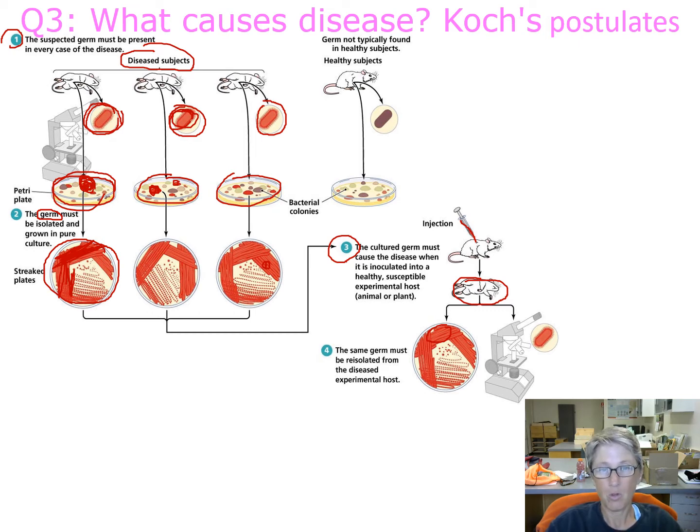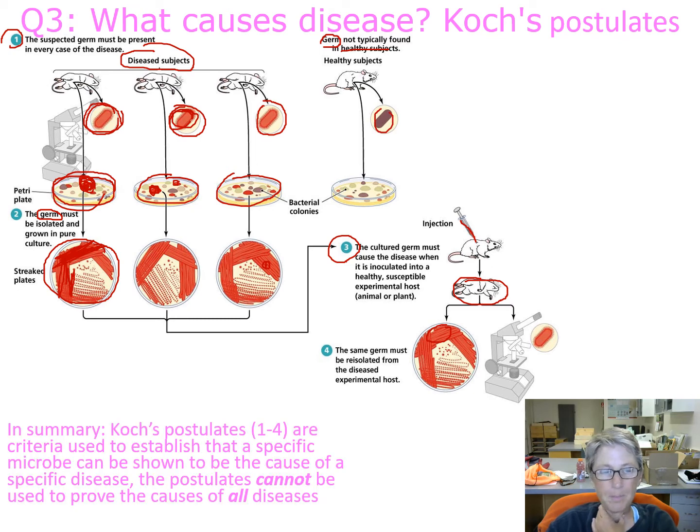That would show you that the original microbe caused the disease. And then also they had to show over here that that germ or the microbe was not typically found in healthy subjects. So in this rat, you didn't find the disease-causing microbe. So in summary, Koch's postulates are criteria that people use to establish that a specific microbe can be shown to be the cause of a specific disease. These postulates can't be used to prove the causes of all disease, but if it's a single microbial disease that you could use to prove it.